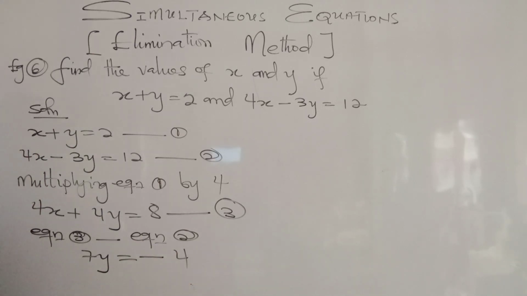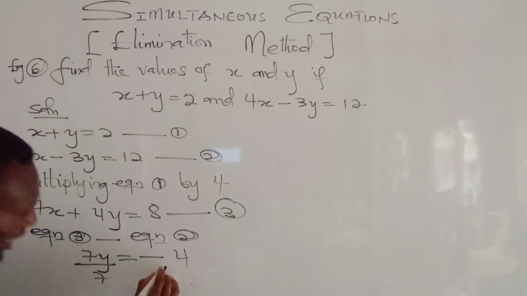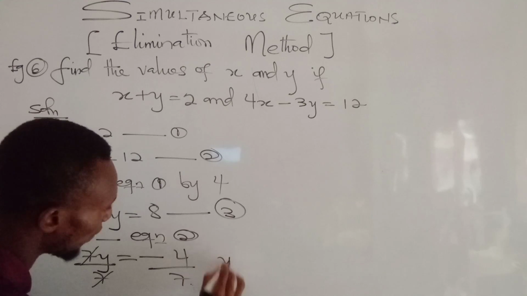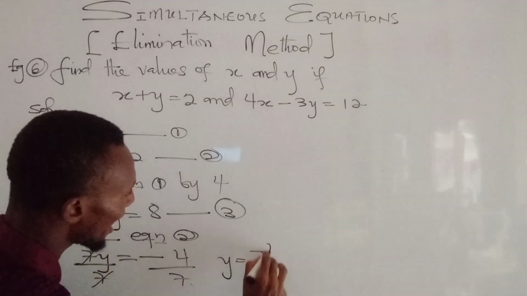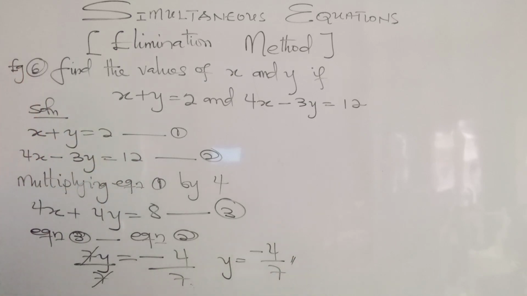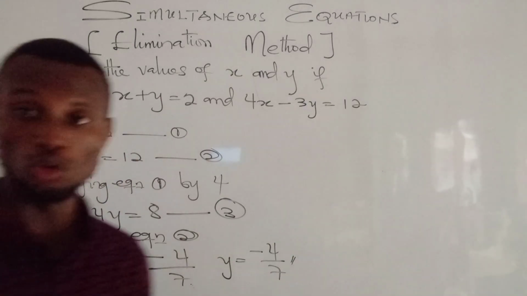Then for us to get our y, we divide through by 7. So I divide here by 7. I hope you understand. Then you divide here also by 7 so that this and this can cancel. So we are going to have our y equals to minus 4 over 7. So this is our answer for y. Now we need to solve for s also.